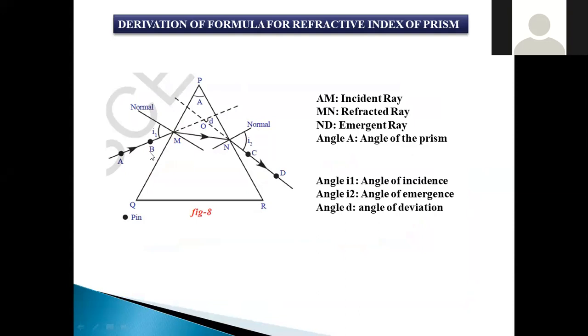The angle between the line of incidence, or light of incidence, and the normal, I1, is said to be the angle of incidence. How many angles are there within the prism? We have 4 angles. I1 is the angle of incidence, the difference between the normal and the incident light. The second is I2, the angle generated between the normal and the emergent light. The light which is coming out, that difference is taken as the angle of emergence, denoted by I2, right? I1 is the angle of incidence, I2 is the angle of emergence.